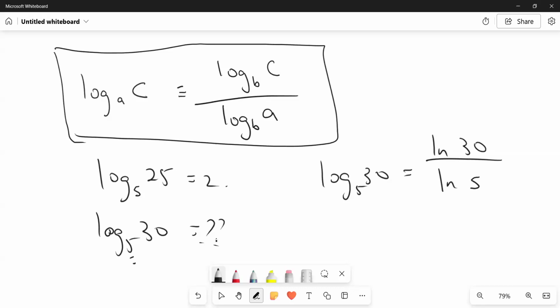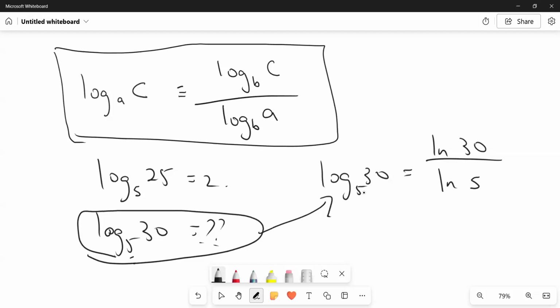So we might not be able to calculate this directly, but we can change the base from 5 to e, and you're going to use ln. Ln is another way of saying logarithm with a base of e. That is what that means. But we don't write it logarithm with a base of e, we put ln. You can also do it with base 10.